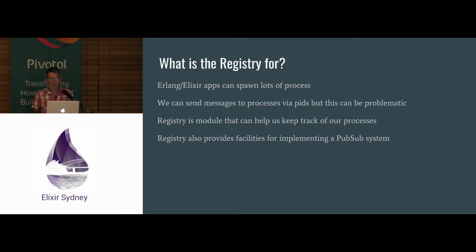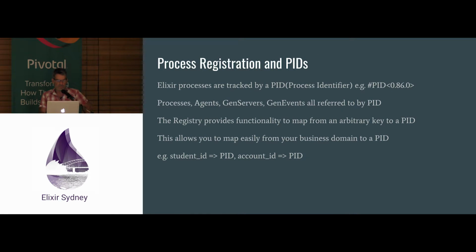It provides some facilities that we can use to implement a PubSub system. So we'll touch on that more towards the end. I'll just talk briefly about processes, process registration and PIDs. As I said, Elixir processes are tracked by a PID, which is a process identifier.